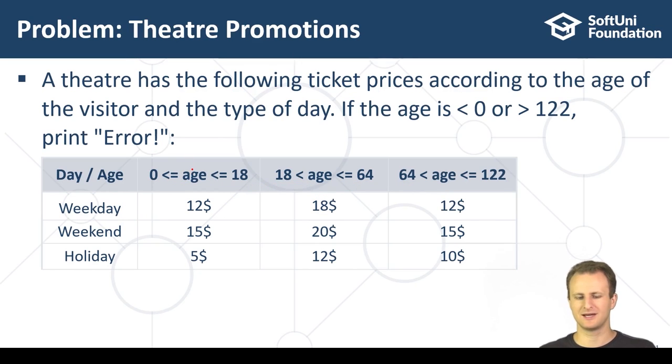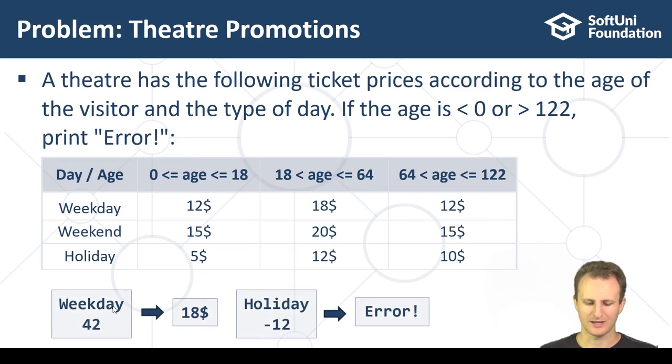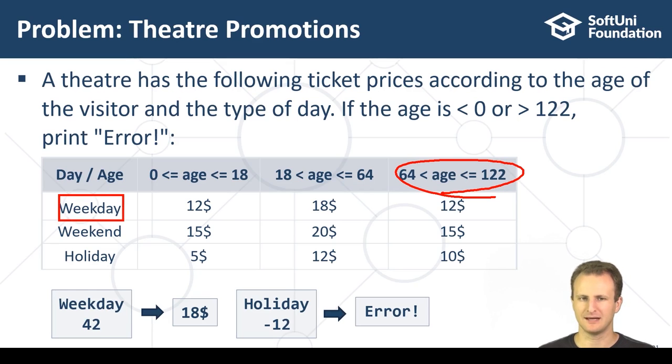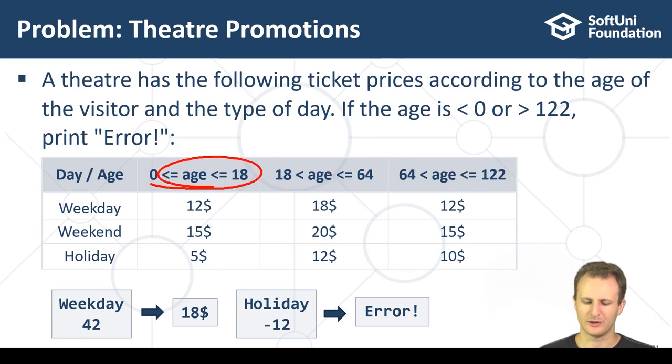So we have a day, and we have an age, which are entered. For one day value, we have the check of whether the age is larger than 0 or less than 18. And then we have the check for between 18 and 64. And then we have the check for between 64 and 122. Okay, so how does this look? Well, to me, it looks like a switch case, in which the first case would be weekday. And then in that switch case, I check the age for being in one of these ranges.